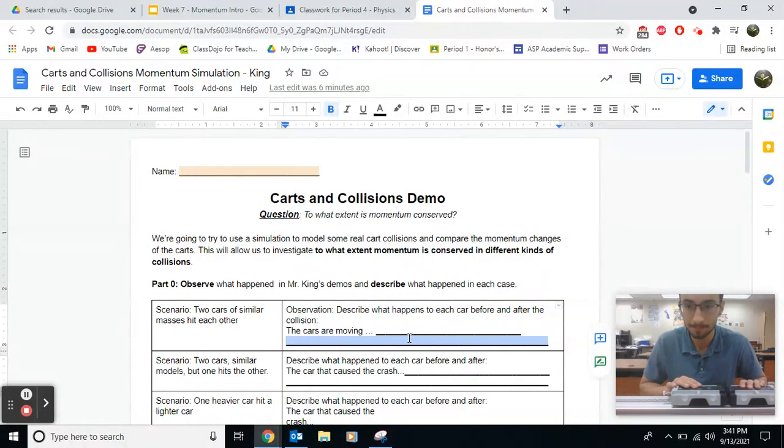Okay? Next one, two cars, similar models, but one hits the other. So what happened? You hit a car in the parking lot. What happens to the car that hit the one? And what happens to the car that's parked in the parking lot? Notice that the car that hit the other car stopped moving, whereas the other one went around the same speed after.